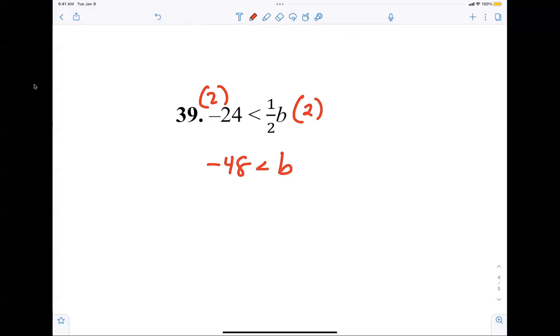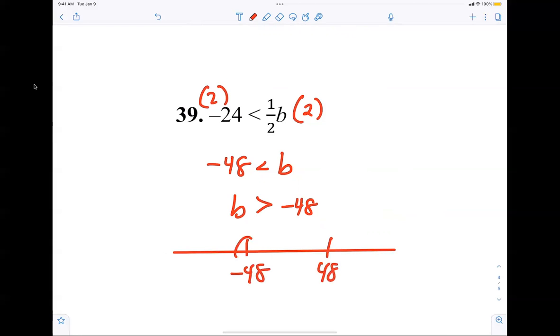And same thing, B, and then we make a number line. B is what? I have to put the B first. Oh, yeah, I forgot. B, negative 48, other way. So what sign? It would be greater than. Yes, B is greater than negative 48. So do the open circle with the 48, and then we go to the right. That's it.